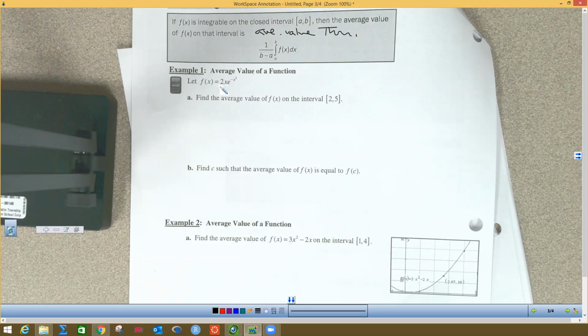So here's my function right there, and we want the average value on these intervals. So the average value is going to equal 1 over 5 minus 2 times the integral from 2 to 5. And again, these 5 and 2 all come from this thing. This is a, this is b, and then the integral of this. So I can stick that 2 out here in front, or I can leave it right here. It does not matter. And I have e to the negative x squared dx. And this says calculator, so I'm going to show you how to plug that into your calculator.